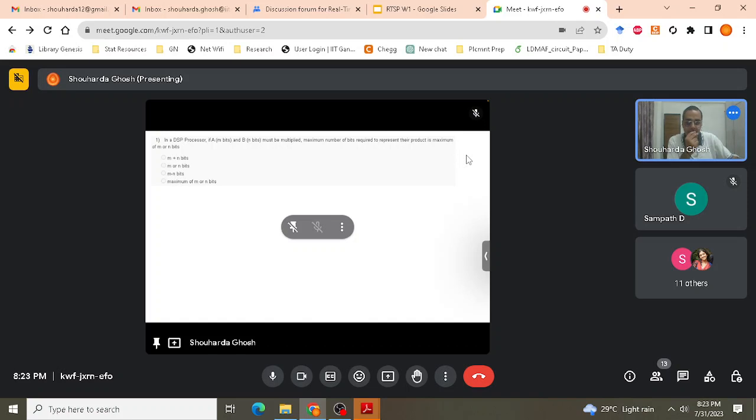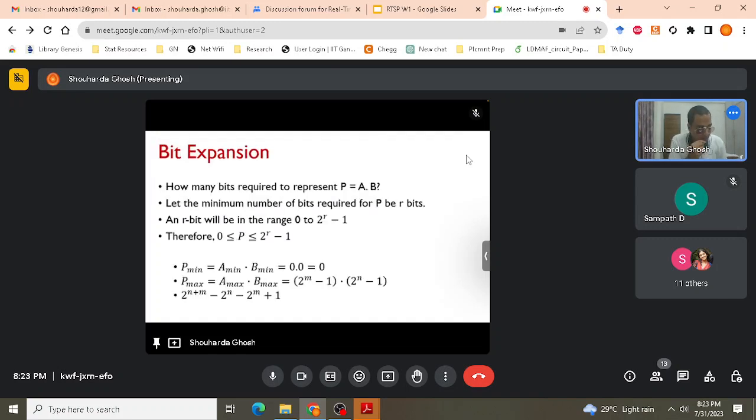Can anybody answer this question? M plus n. Okay, you are absolutely correct. Let me show you the reasoning for that. These are copies of the slides that were taught in the first week. As you can see, I don't have to explain much. Here we have assumed that A and B are both unsigned numbers, and that the product is r bits, so it's in the range 0 to 2 to the power r minus 1.